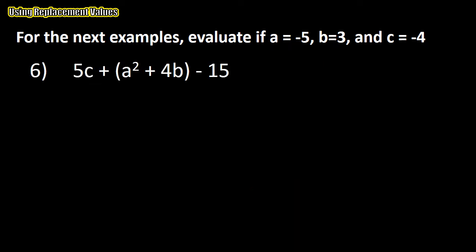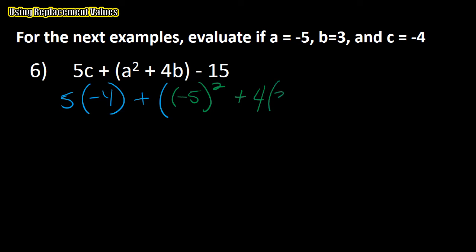Number 6, we got a lot going on here, but guess what? We're going to do it one step at a time. So I have 5 times negative 4, and then plus, in parentheses, I have a squared. So what I'm going to do is put negative 5 squared to help me out, plus 4b, so I have plus 4 times 3. And you can see here that, oops, that should be in blue. So you can see inside these blue parentheses, we got a lot going on there, but I kind of grouped it in a way that's going to help me out. And then I have subtracting 15.